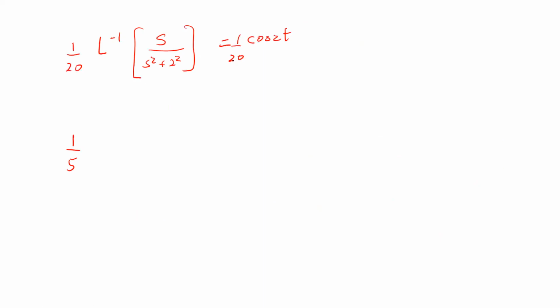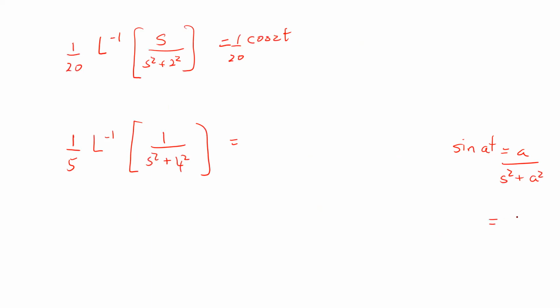Next one is 1 by 5 times the Laplace inverse of 1 by s square plus 2 square. We know sine at is a by s square plus a square, so what we have is of the form 1 by s square plus a square. Therefore you just take the a to the denominator, so it will be 1 by a sine at.